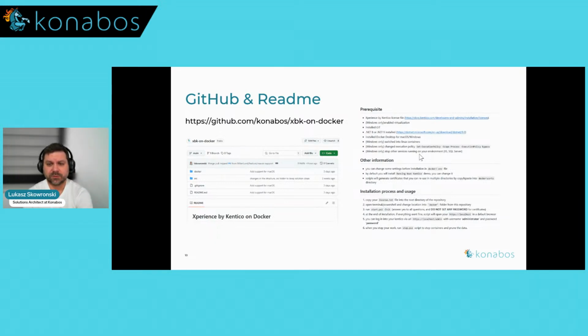There is a list of prerequisites, some information about settings that you can apply, and a very simple, in this case 5-step or 6-step, installation process. So play with it, and if you are interested in contributing, please do so. Last week or this week, one of the community members, Milan, already pushed some changes, and thanks to his work, XPK on Docker now also works on macOS, which is great.